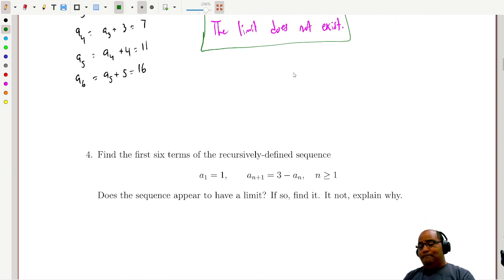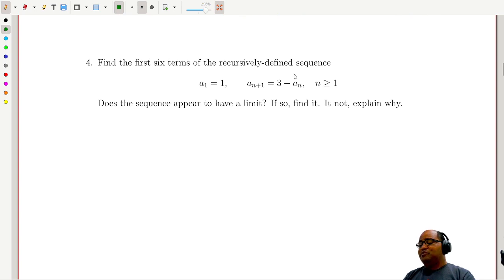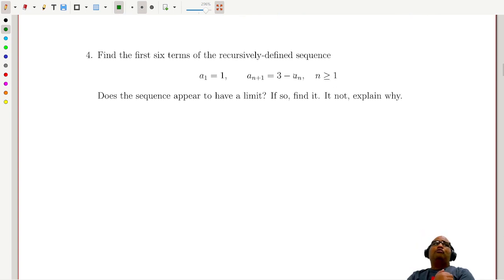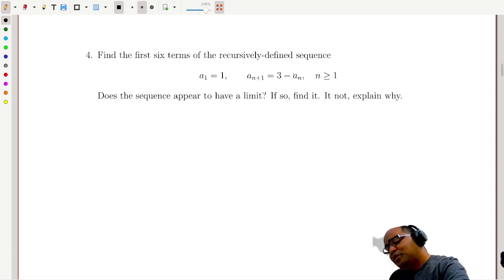Let's do one more here. Find the first 6 terms of this recursively defined sequence. Again, we're going to start with our initial condition, our seed, and then we're going to generate new terms out of this. Our seed, or initial condition, A1 is 1, and we generate the next term, a sub n plus 1, by doing 3 minus the previous term. Let's just write it out. A1 is equal to 1. A2 is 3 minus the previous term. Last term was 1. So 3 minus 1 is 2.